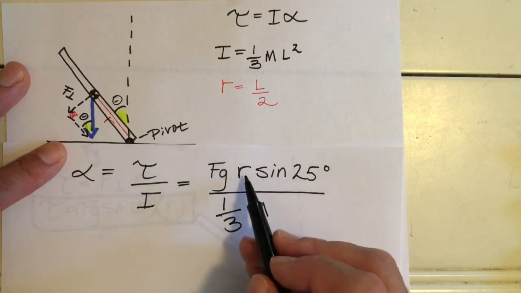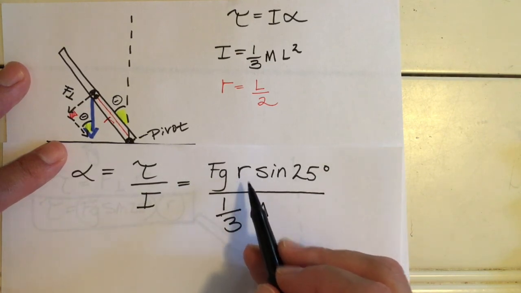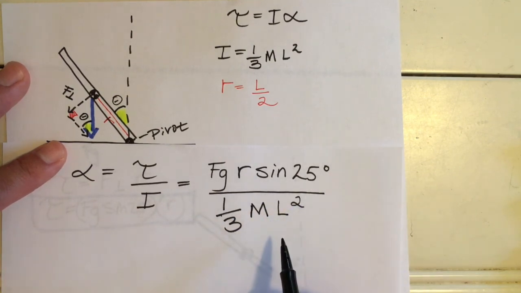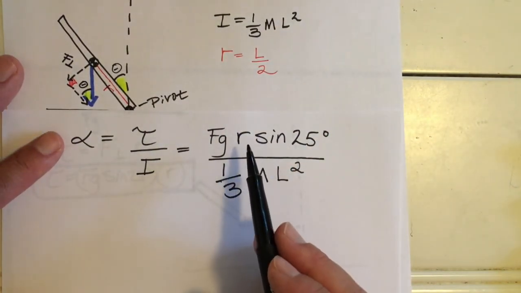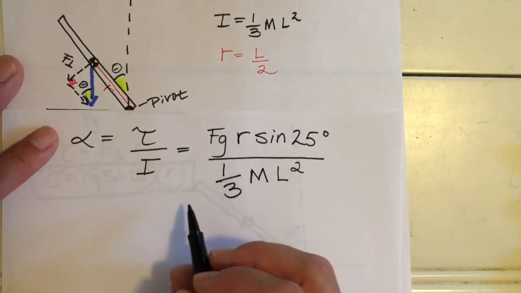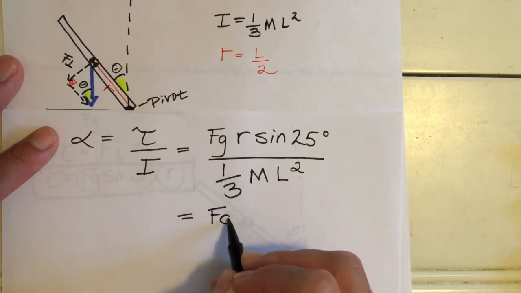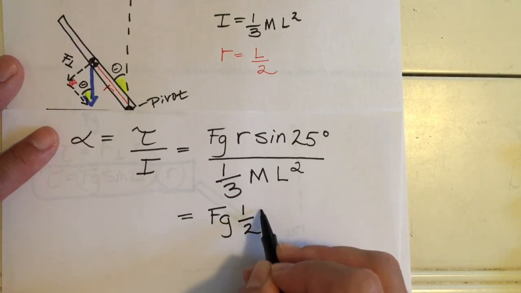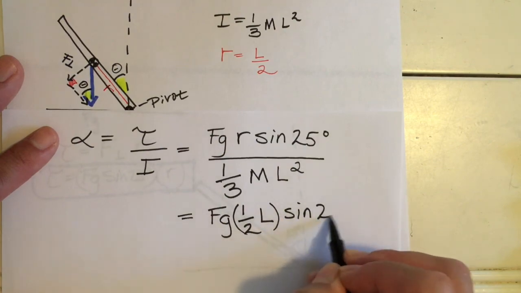I don't like that I have an R and an L. So we're going to have to make that simpler, and maybe it's best if we just use L. So what I'm trying to say here is this is Fg times 1/2 L, that's what R is, times the sine of 25.